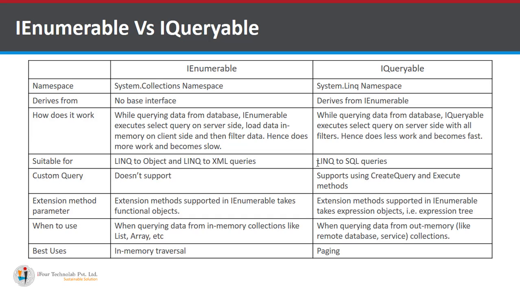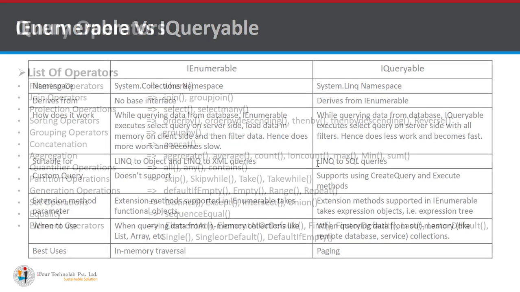Custom query IEnumerable does not support, but IQueryable supports using create query and execute method. Extension method parameter: extension methods in IEnumerable take a functional object. Extension methods in IQueryable take an expression object, that is expression tree. When to use IEnumerable? When querying data from in-memory collection like list and array. When to use IQueryable? When querying data from out-memory like remote database, service collection, etc. Best uses in-memory traversal and IQueryable paging.